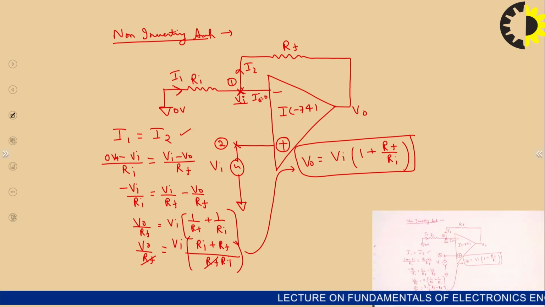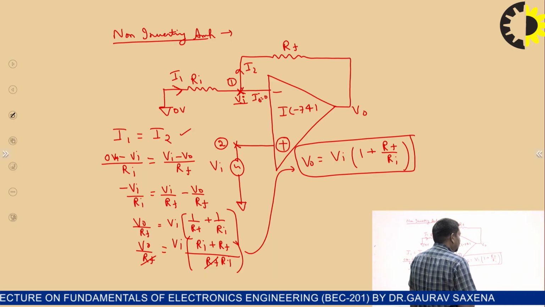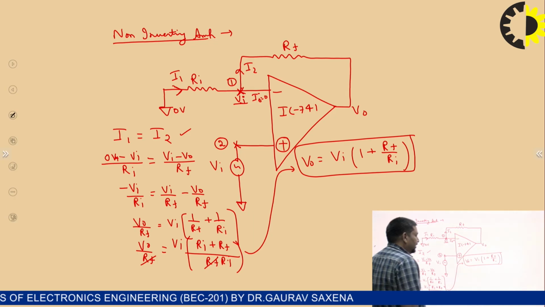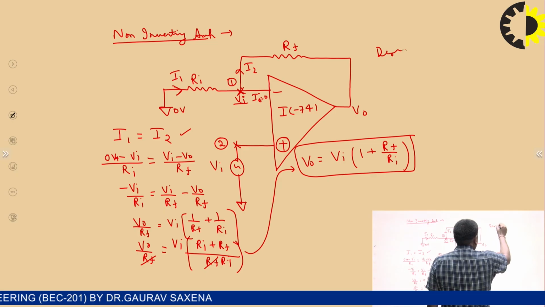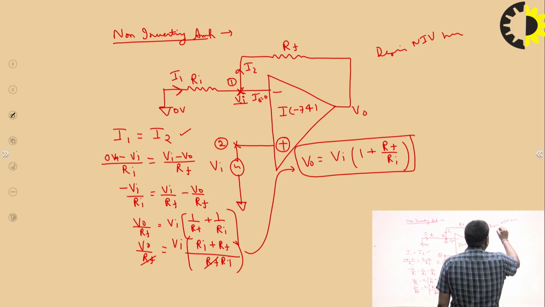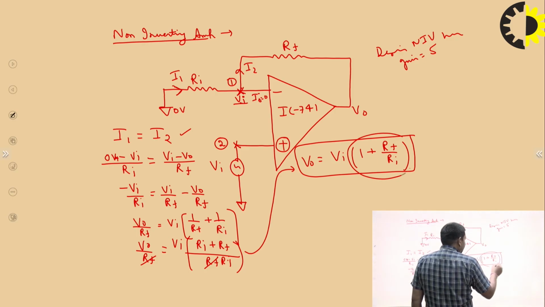This is a very important relation for the op-amp working as a non-inverting amplifier. Now I will take a small design example. Design a non-inverting amplifier having a gain of 5. We know that the gain factor in a non-inverting amplifier is 1 plus Rf upon Ri.